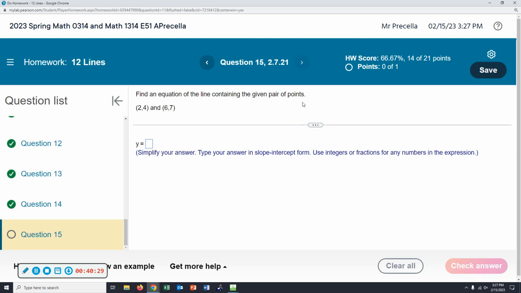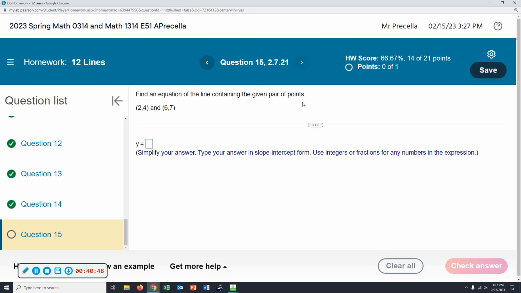Did they give us the slope? Who wants to tell us what we're going to have to do first here? No. The x1, y1, x2, y2, and use the slope formula. We're going to have to find the slope first. Where's the formula? Here it is.